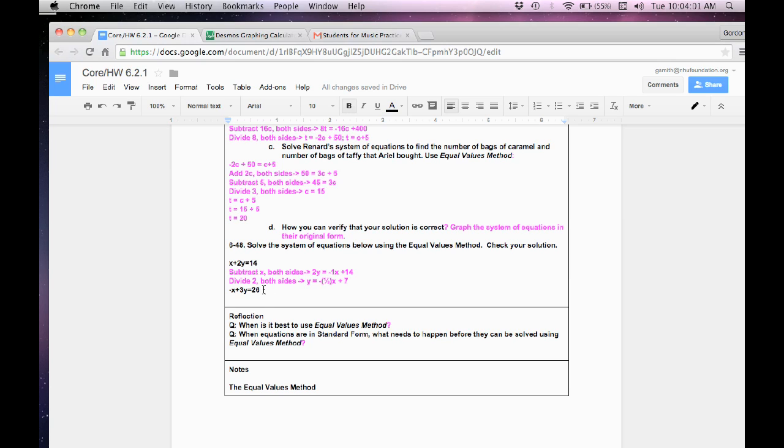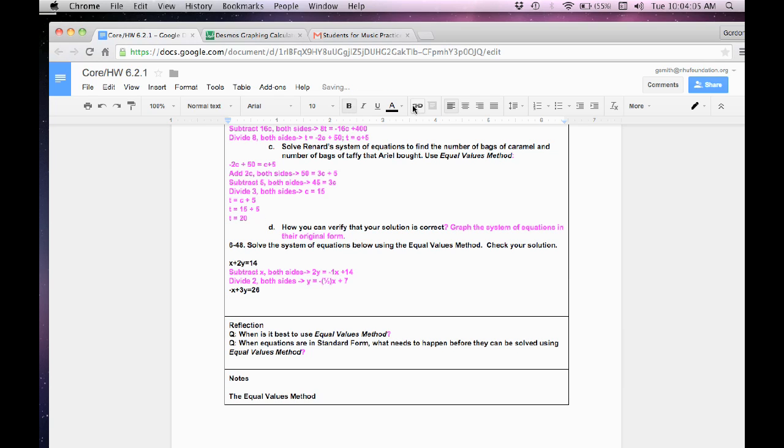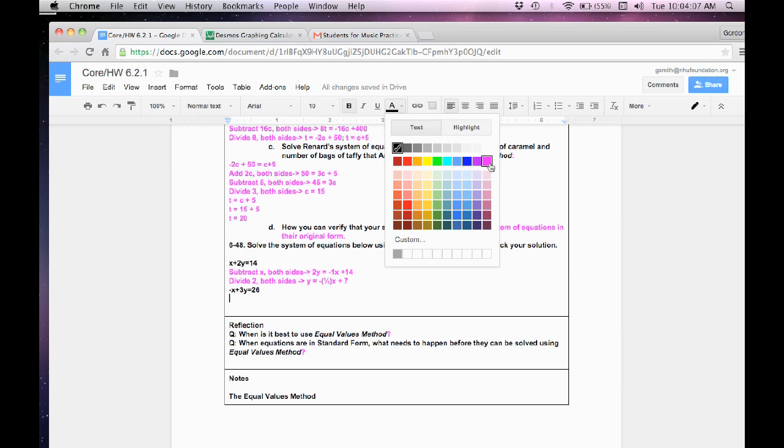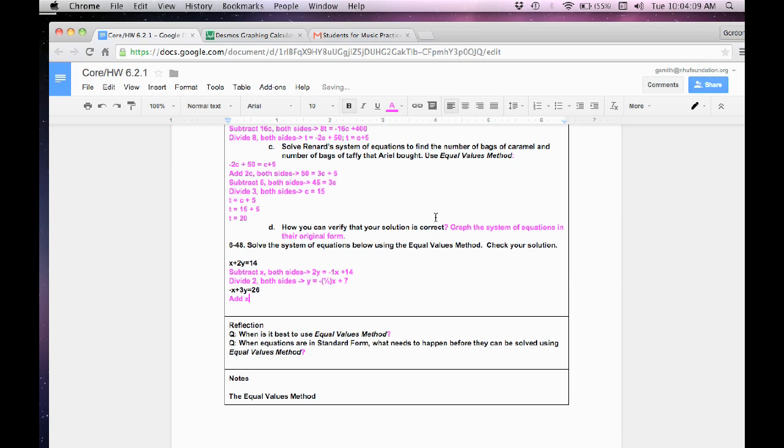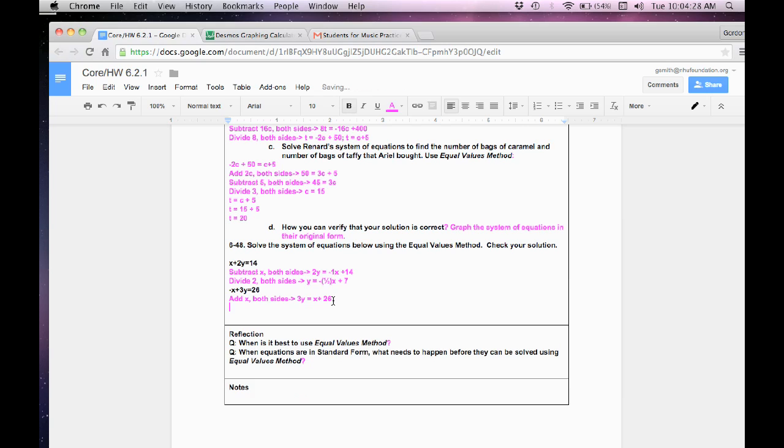Okay, now for this one, we want to, again, get y alone. So what we'll start with is to add x to both sides. And that will get us 3y is equal to x plus 26. I could say 26 plus x, but it's always nice to have the x first. All right, now we're going to get the y completely alone by dividing by 3.